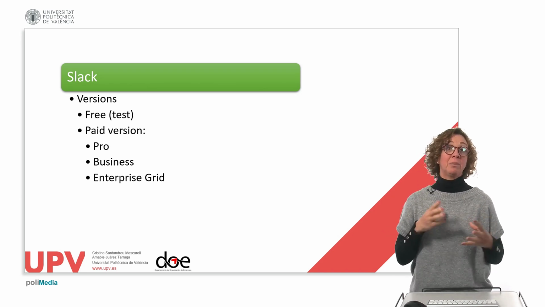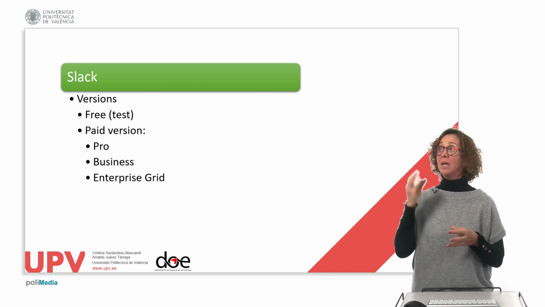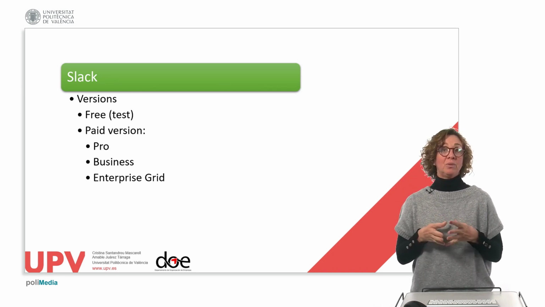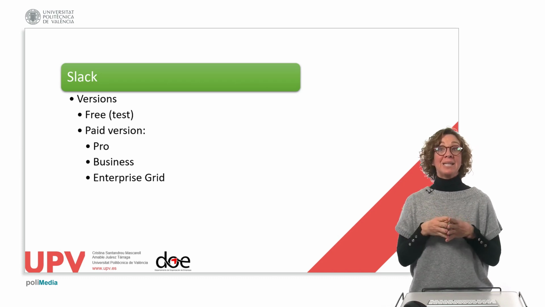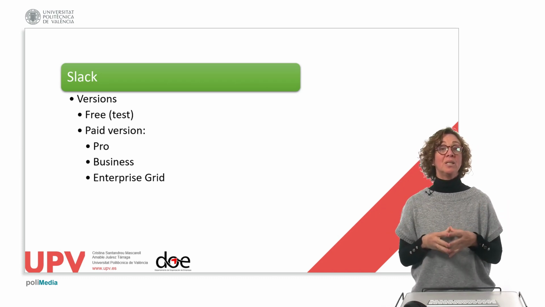In the paid versions, we have Pro, which is for small teams, Business, which is to improve productivity and connectivity between workers, and Enterprise Grid, which is for large companies with great performance and need to meet their own needs.